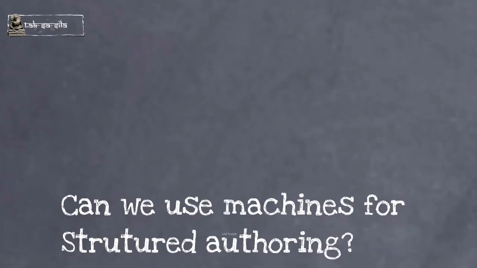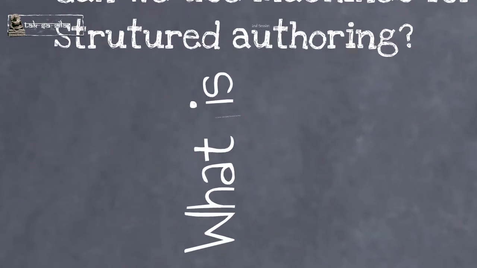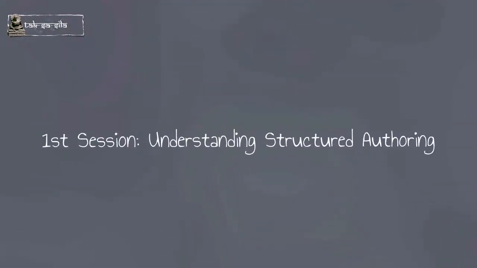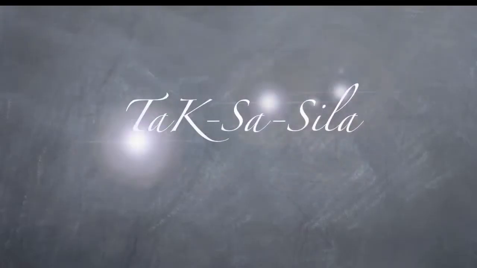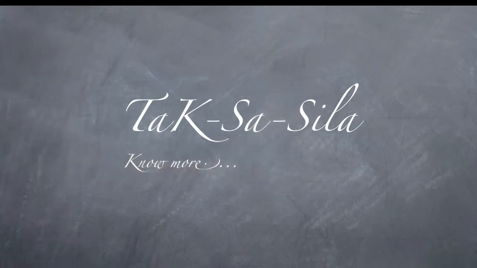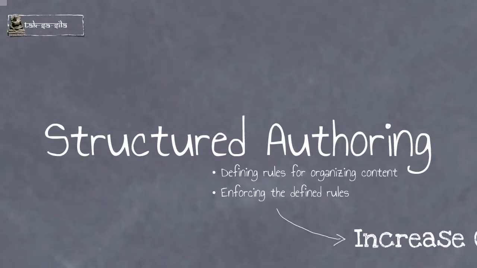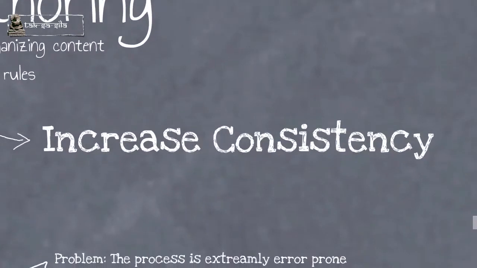Hello everyone. In this second session from Taxashila, we will try to figure out if we can use machines for structured authoring. To know what structured authoring is, please refer to the first session from Taxashila. In our last session, we learned that structured authoring is all about defining rules for organizing your content and enforcing those rules. It helps increase the consistency of the documents that you or your team produces.